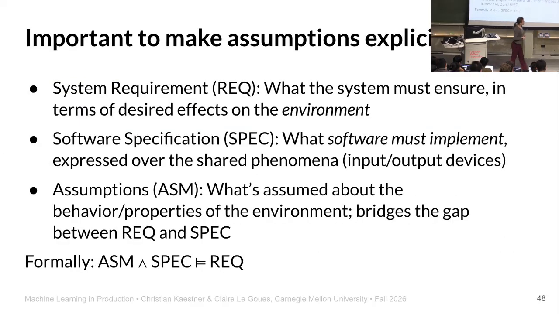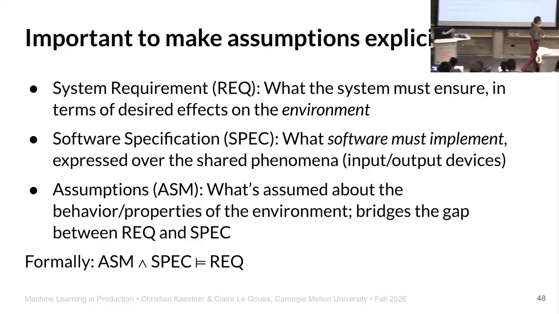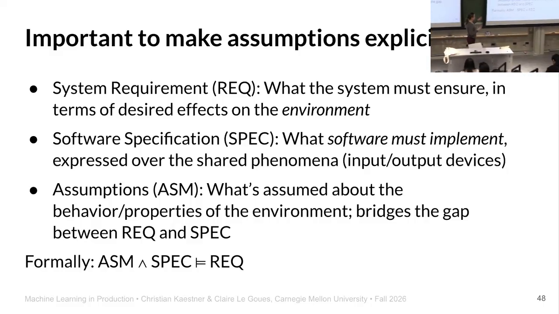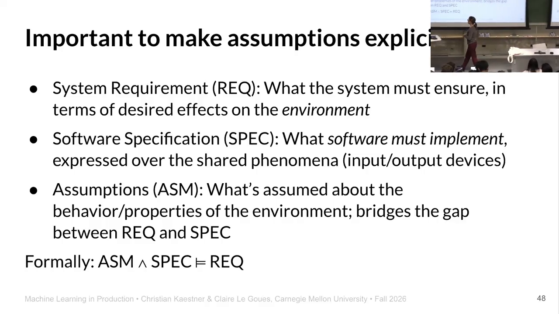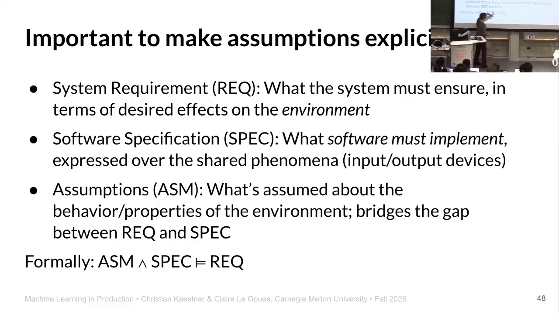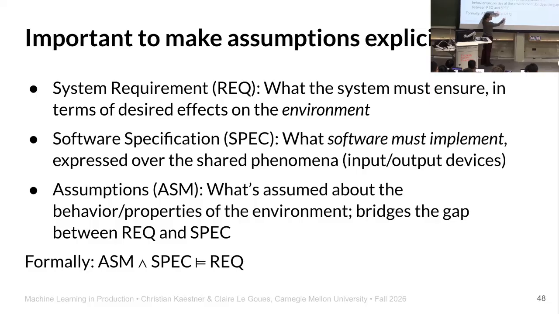So the key thing in requirements is to make those assumptions explicit, because they bridge the gap between what we want the system to actually do and what we say the software is supposed to do when it's implementing. Formally, this is like an entails, right? We're trying to say, can the system satisfy its requirements? What we're actually saying is, given the assumptions and the specification, can the requirements be satisfied?